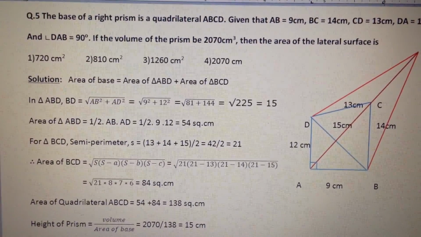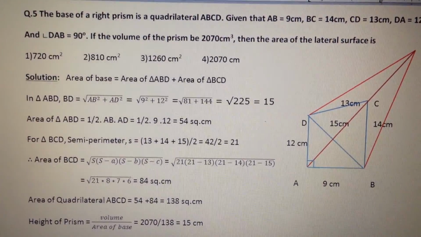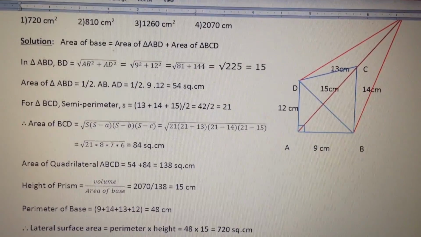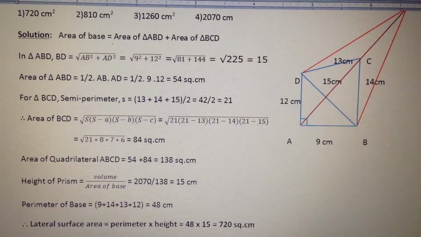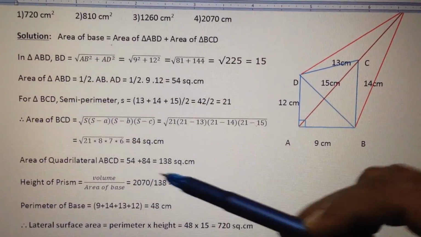Now area of quadrilateral ABCD is equal to 54 plus 84, which is 138 square centimeters. Now the height of the prism is given by a formula volume by area of base. Volume is already given and the area we have found out.